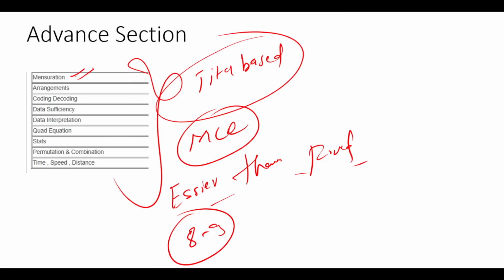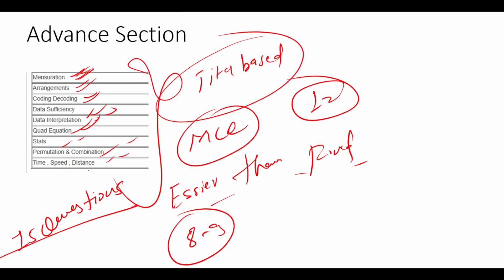Mensuration, again, some questions were there in mensuration. From arrangements, 1 to 2 questions were there out of 15 questions. And from coding-decoding, data sufficiency, data interpretation, quadratic equation, stats, permutation and combination, and time, speed and distance, around 1 to 2 questions were there from each topic. So these were the topics this year for the 2026 advanced section.